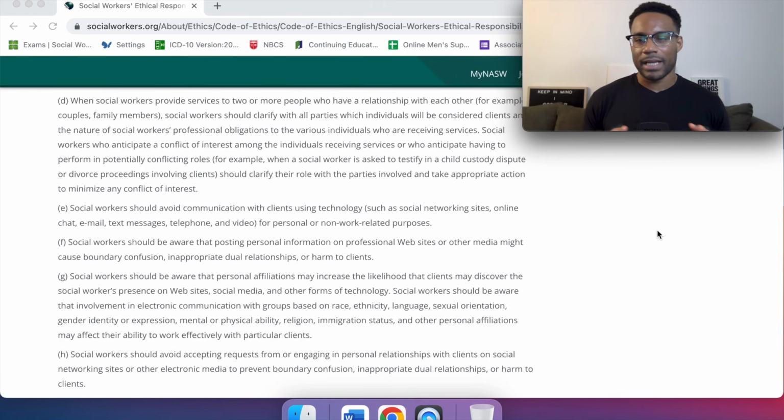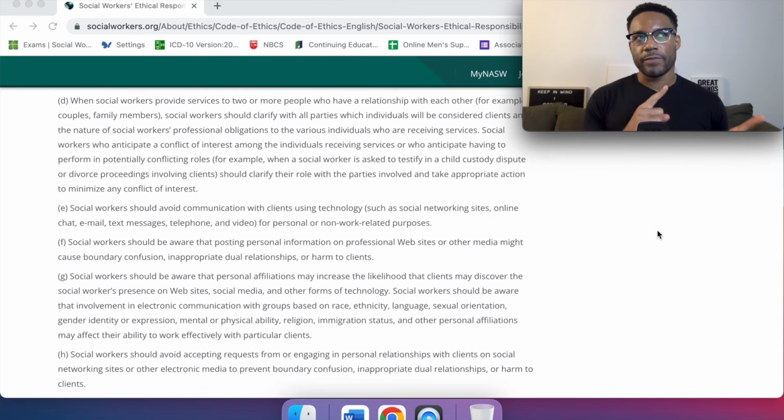Boundary confusion. If they were to DM you and say, hey, I see you're doing well, just wanted to give you well wishes, it's like, okay, cool, but don't reply, because we don't want to create boundary confusion, because now they have access to you if they're DMing you and everything. So avoid it.